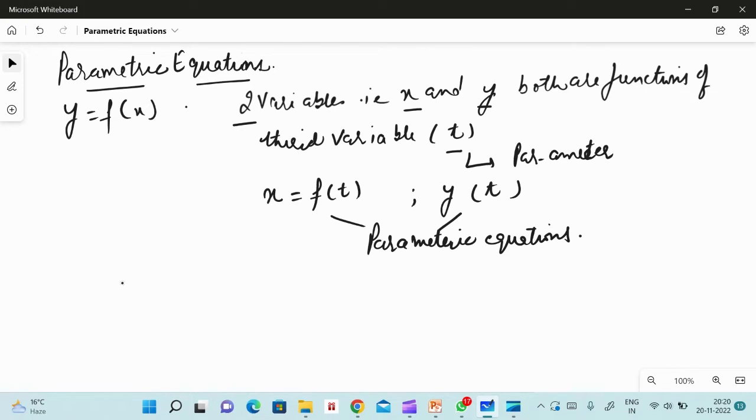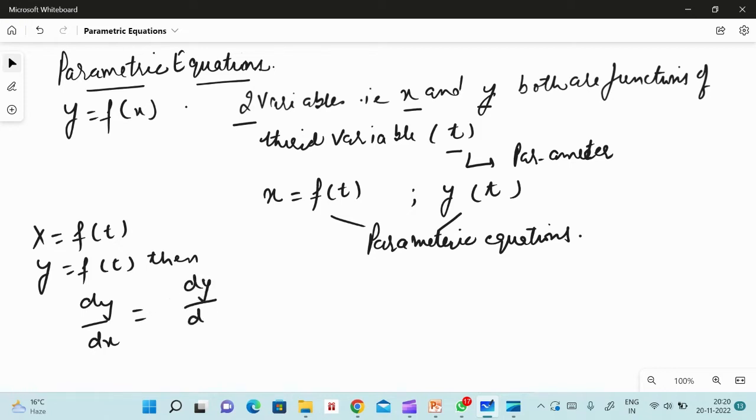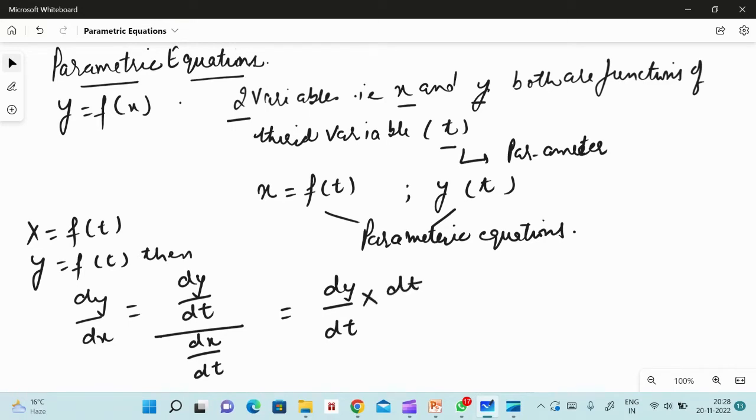Okay, so now when we have to solve such kinds of problems, meaning if x is a function of t and y is also a function of t, in that case, how are we able to find the derivative? That is, dy by dx is equal to dy by dt divided by dx by dt. So how will I write this? This is equal to dy by dt multiplied by dt by dx. So ultimately, if we cancel dt, it will give me the same result.